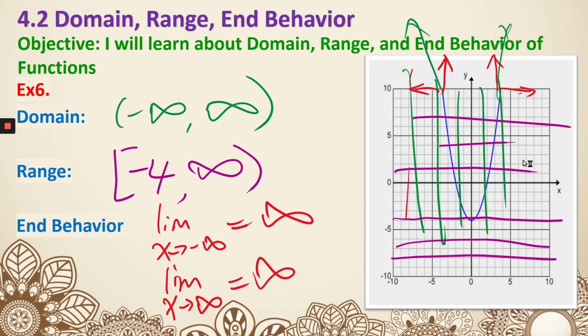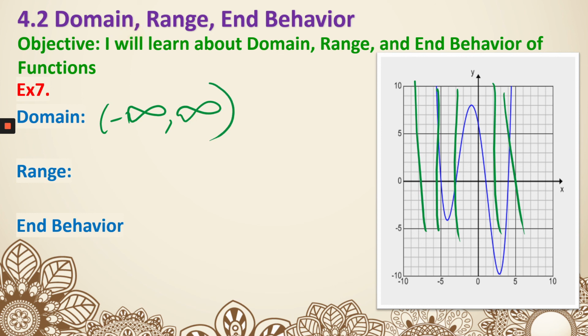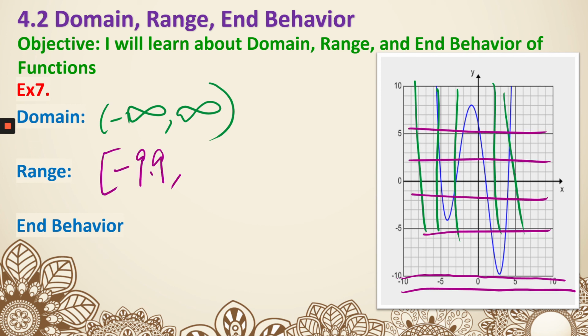Example 7. Domain, same thing, from the left to the right, any line I draw hits the graph: -infinity to +infinity. Range: if I draw a line there, nothing. Even if I draw a line at exactly -10, it's nothing. It's just slightly above. So I'm going to estimate and say that is -9.9. And then it keeps on going up to +infinity.